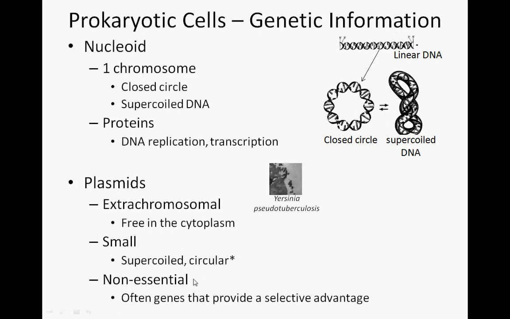And in addition, as I said on the previous slide, these are non-essential genes. A lot of times they provide the bacteria with some kind of selective advantage. And if they don't, the bacteria are likely and inclined to get rid of the plasmids. If they're not providing them any advantage, they're not going to waste the energy replicating the DNA and transcribing it.